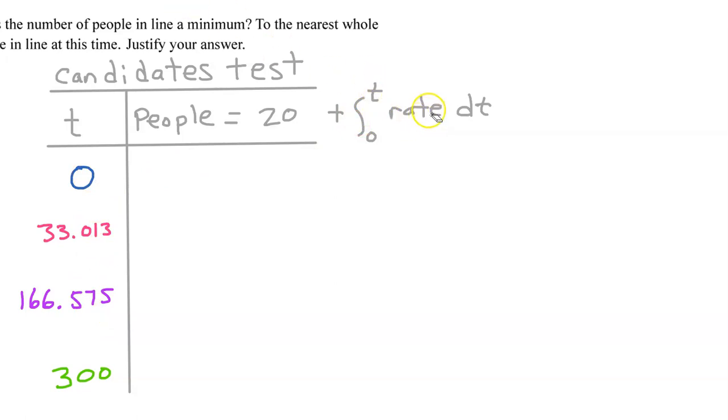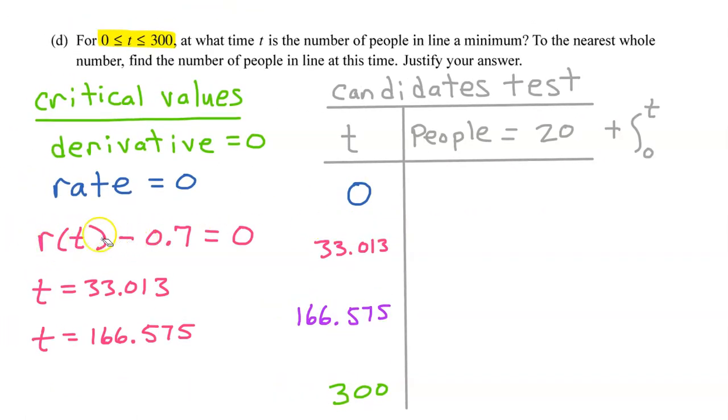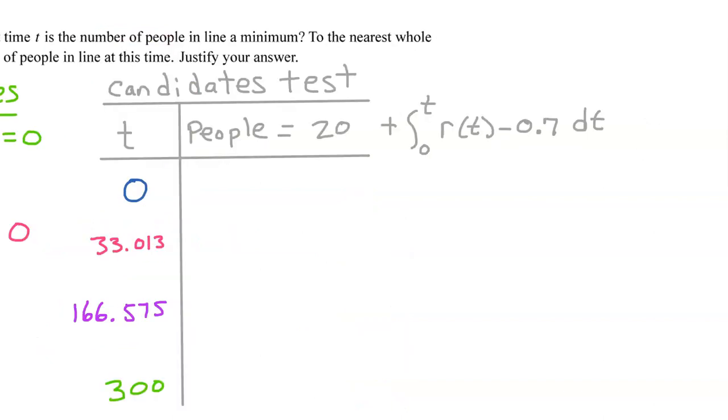What is the rate that we are integrating? Well, again, it's this right here, r of t minus 0.7, the overall rate of change of the number of people in line. I feel like we are supposed to use a different variable here, like x, for example, is the way I always see it done when I have an integral defined function, but then maybe I should put an x here as well. I'm not sure that it matters, but there you go.